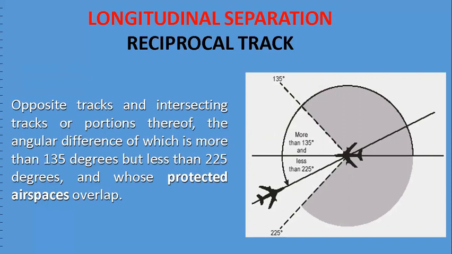In this reciprocal track, on the left side, the white figure, the second aircraft is approaching from the opposite direction of the first aircraft, their tracks are intersecting, and the angular difference between the tracks is 135 degrees to 225 degrees. So this second aircraft is reciprocal to the first aircraft.